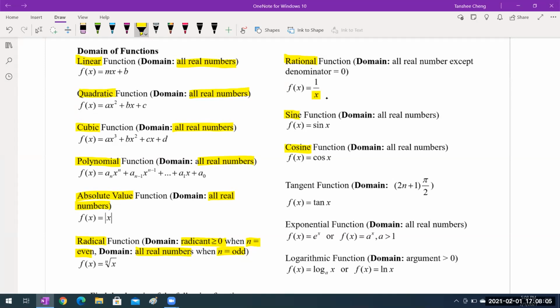Then the tangent function: you need to remember that the first period of tangent is from negative pi over 2 to pi over 2, and at negative pi over 2 and pi over 2 there are vertical asymptotes. So the tangent function and other trigonometric functions are periodic and have vertical asymptotes. Your domain will be restricted, which in this case will be (2n plus 1) pi over 2 in general.